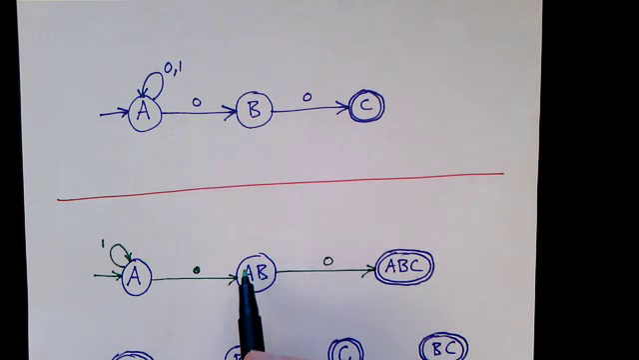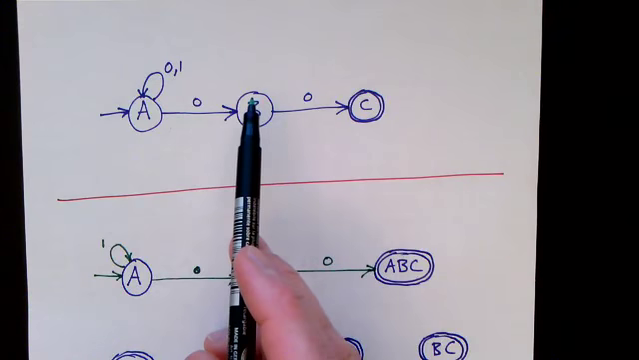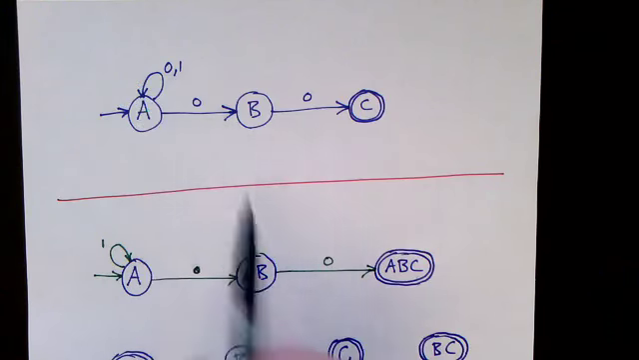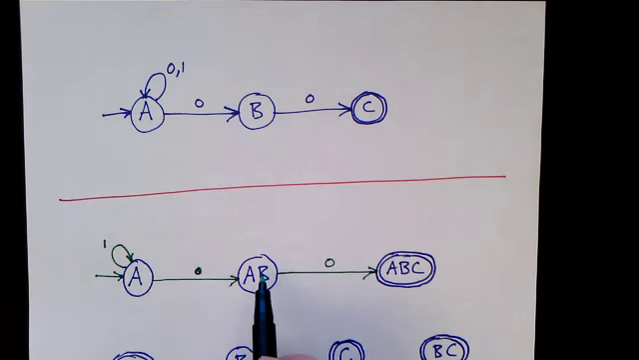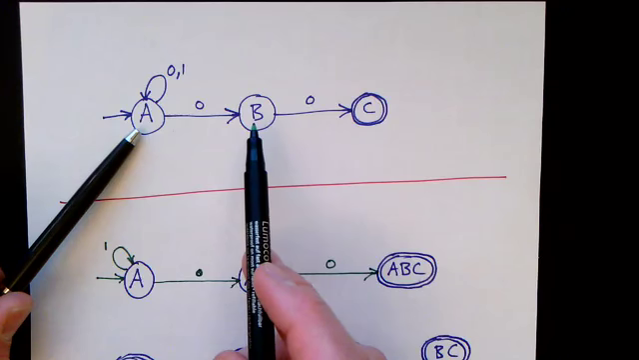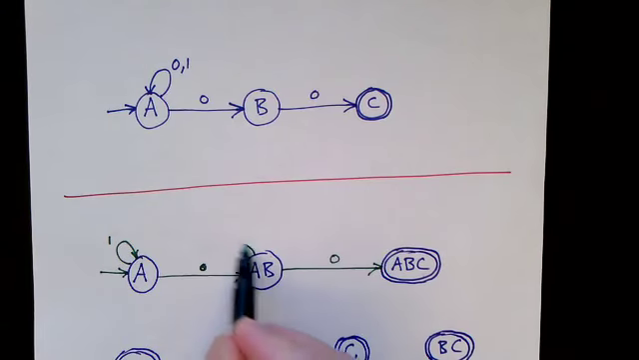What about if we're in state A or B and we get a 1? Well, if we're in B and we get a 1, we don't go anywhere. But if we were in A, we would go back to A. So if we're in states A and B simultaneously, corresponding to having our fingers on both these two states, and we see a 1, then we're only in state A. So that transition looks like this.